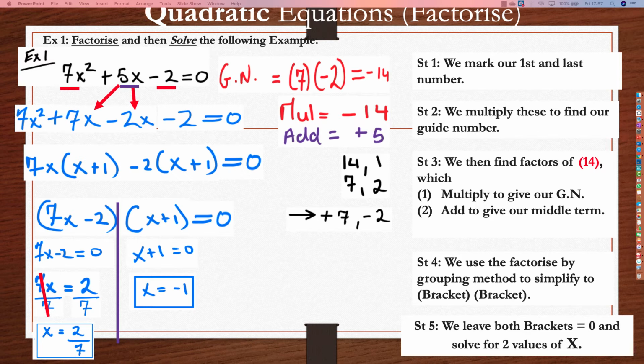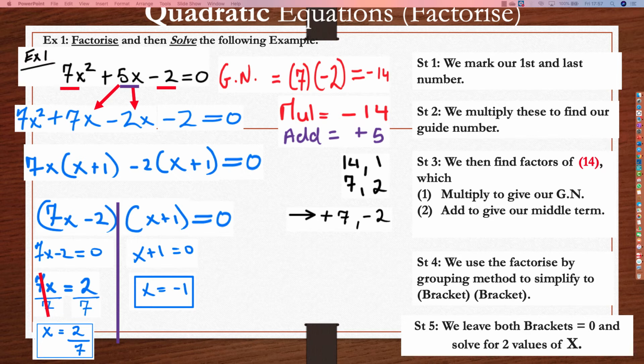Last number, very important. The last number also tells us where it runs through the y-axis, i.e. minus 2. It runs through the x-axis at minus 1 and 2 over 7 out there. So I can literally draw mine.